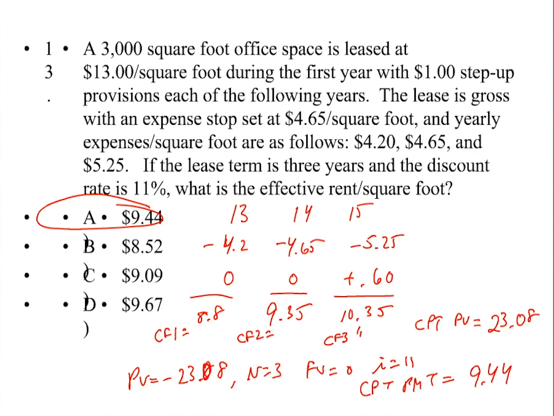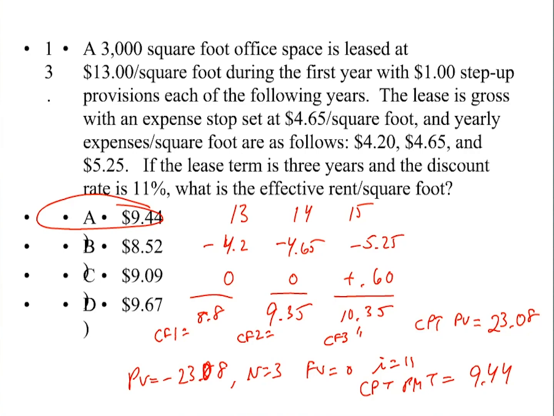This problem is an effective rent problem. We see that we have an office space that leases for $13 a square foot the first year with a $1 step-up provision for each of the following years. The lease is gross with an expense stop of $4.65, and they give us the yearly expenses: 4.20, 4.65, and 5 1/4. It's a 3-year lease, and the discount rate is 11%, and we're looking for the effective rent.